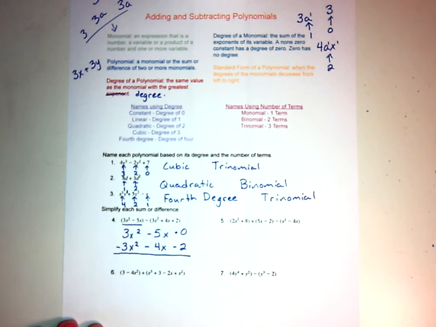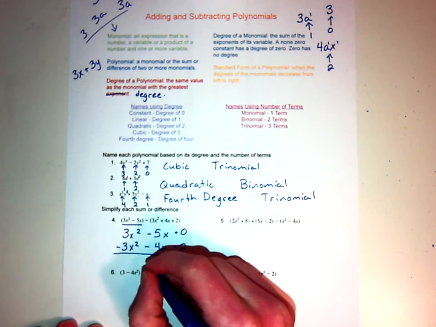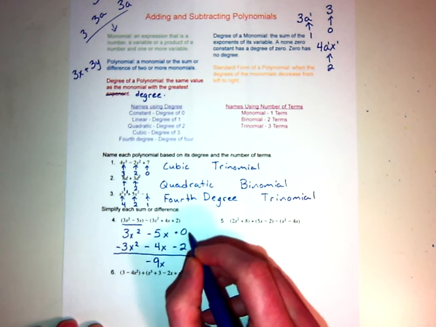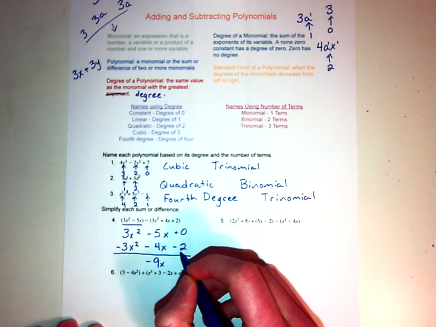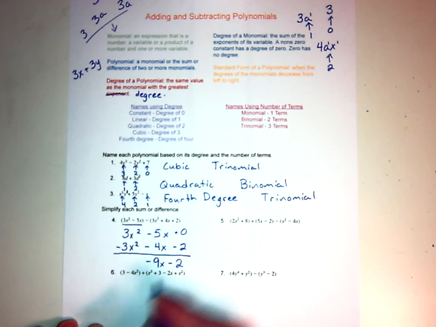We have negative 5x. We take 4 more away. I'm going to have negative 9x. I have 0x minus 2. That's going to get me to negative 2. So my answer is negative 9x minus 2.